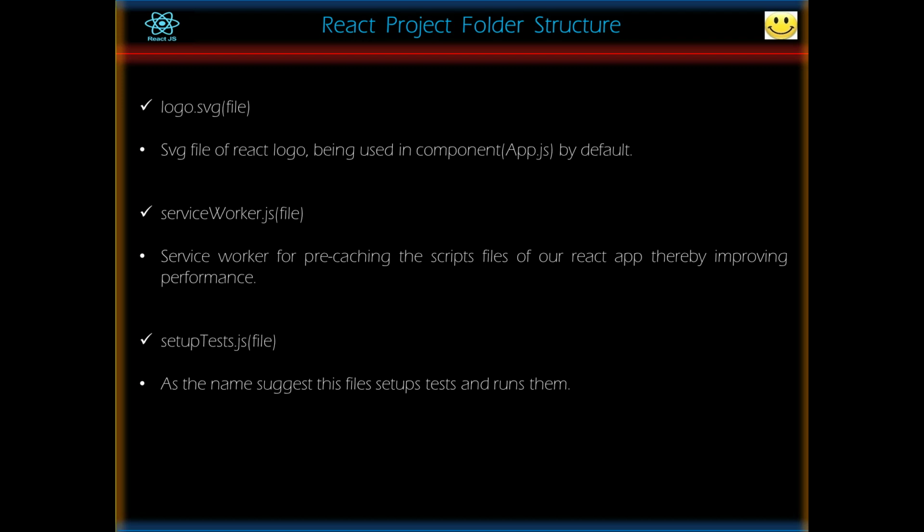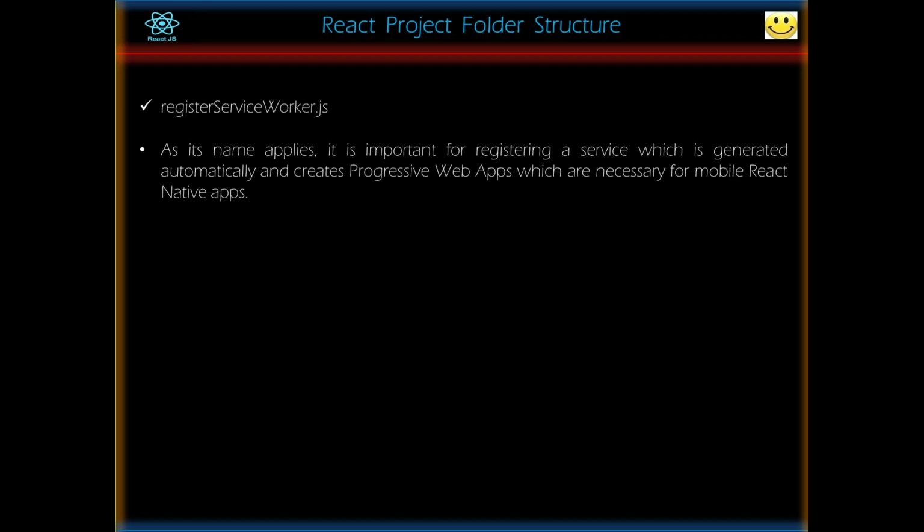Service_worker.js file. Service worker for pre-caching the script files of our React app, thereby improving the performance. SetupTests.js file. As the name suggests, this file sets up tests and runs them. RegisterServiceWorker.js file. As its name implies, it is important for registering a service worker, which is generated automatically and creates progressive web apps which are necessary for mobile React Native apps.